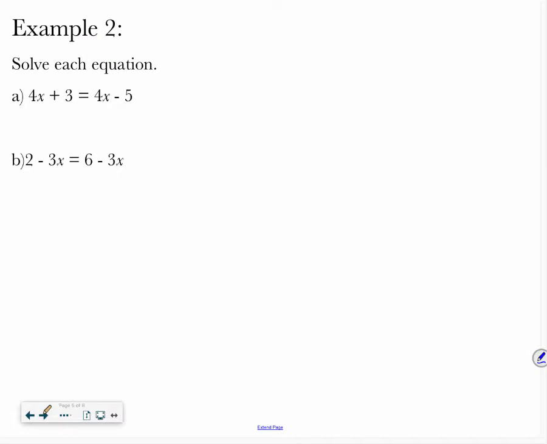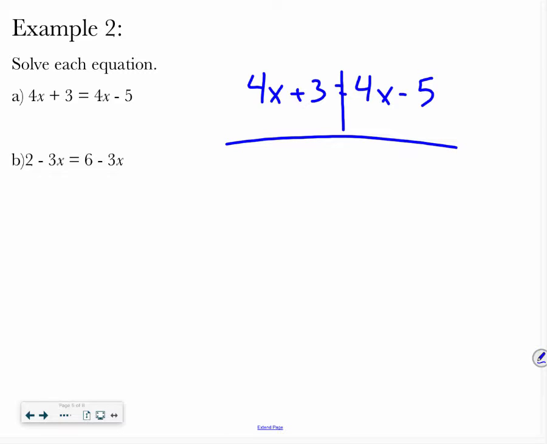And let's look at our next example. We have example 2, where we want to solve each equation. Let's start with letter A. We have 4x plus 3 equals 4x minus 5. Okay, so I have an x on both sides, so that means I want to get my x's to one side. So I'm going to take my 4x from the right-hand side of the equation. I'm going to subtract it over to the other side.